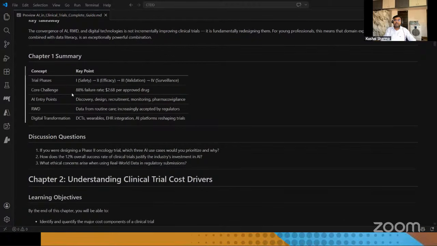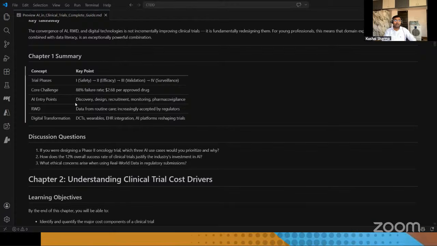So, core challenges: 88% failure rate, 2.68 per approved, okay, $1 billion per approved drug, very high cost. Then AI entry points: discovery, design, recruitment, monitoring, and pharmacovigilance. Here AI can enter and can support.